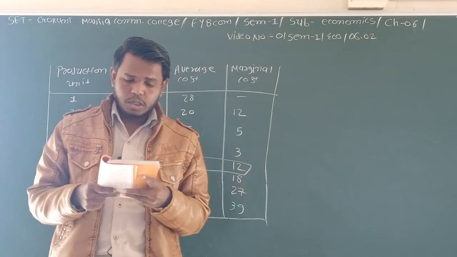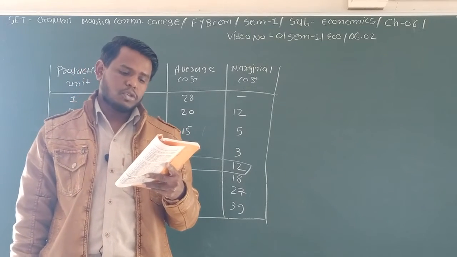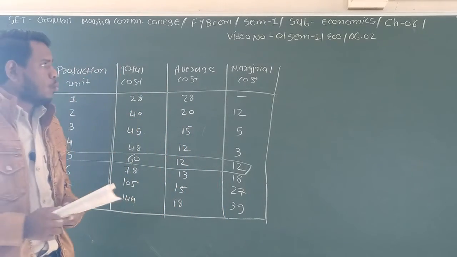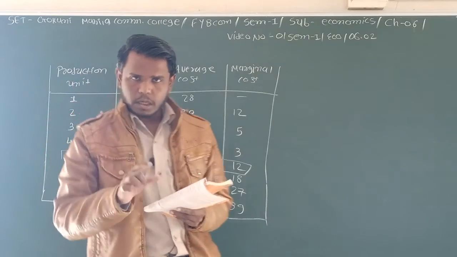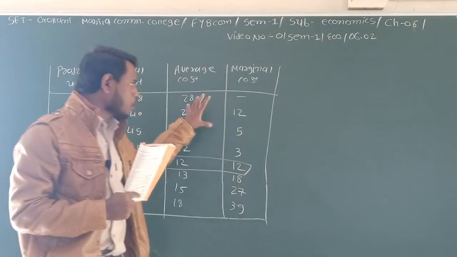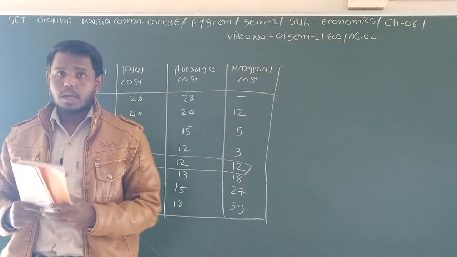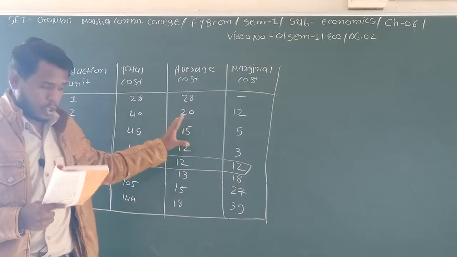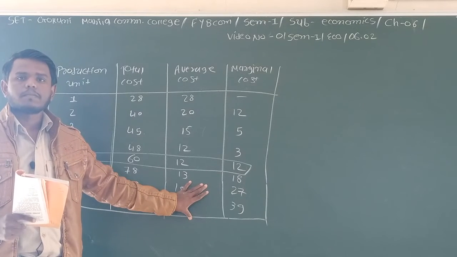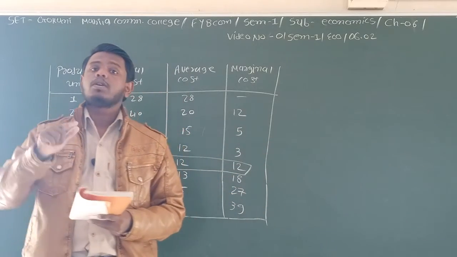When both average cost and marginal cost increase, marginal cost rises more speedily. When both decrease, marginal cost decreases rapidly. It means whenever average cost and marginal cost are both increasing or decreasing, if average cost decreases, at that time marginal cost will decrease more rapidly than the average cost. If average cost is decreased, at the same time marginal cost will also decrease, but rapidly.